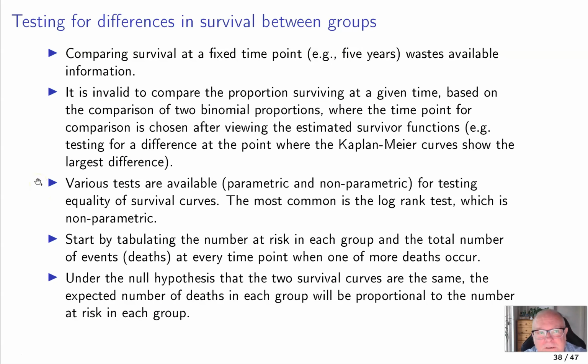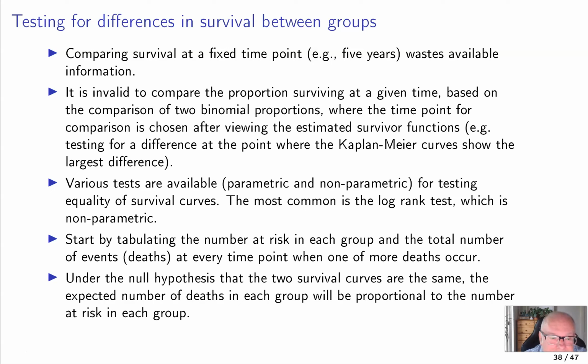All right, let's move on to testing for differences in survival between two groups. So firstly, what are some things which we shouldn't do? Well, we shouldn't compare survival at a fixed point in time, for example, 5 years. This wastes available information. We want to compare the curves across all values of time. What's particularly bad is to look at the point of time where the curves differ the most and then do a test of two proportions there.